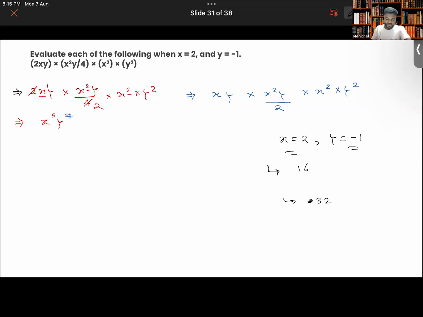Okay, let's see which one is correct, whether Arhan's answer or Arham's. The x value is 2, so 2 raised to the power 5 and minus 1 raised to the power 4. That is clearly 32, and that is 1. Minus 1 multiplied 4 times, you get a positive value, right? So the answer is 32. That is how we are required to evaluate algebraic expressions. The value will be given; simply put the values.